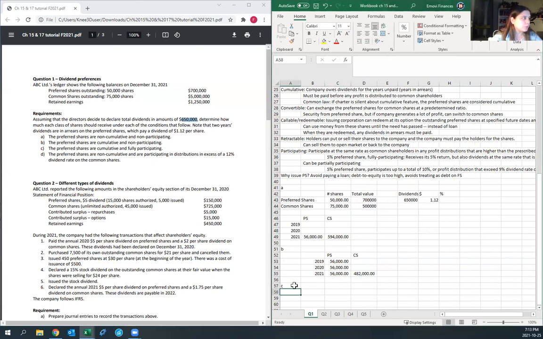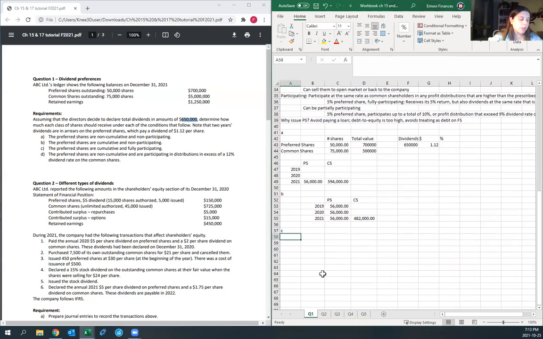For C, they are cumulative and fully participating. So for C, what you need to find is what is $1.12 in percentage. So how much is the percentage of dividends for the preferred shares? To find that, you find the dollar amount that they get each year, and you divide it by the total value of the preferred shares in the books.